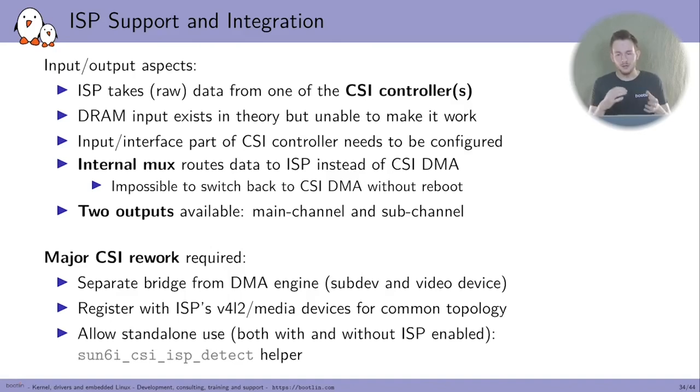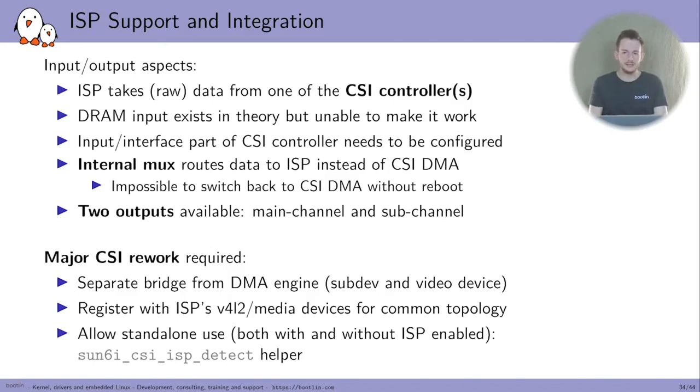There is actually an internal MUX inside the CSI controller to direct the data flow to the ISP or to the CSI DMA engine. And we found that when you start using the ISP and the switch becomes switched to the ISP path, then you cannot switch it back to the CSI DMA controller without a reboot, which is kind of problematic. This is something that we will probably need to address at some point in the code, to print an error or something like that. Another aspect is that there are two outputs available for the hardware. We only added support for one, the main channel.